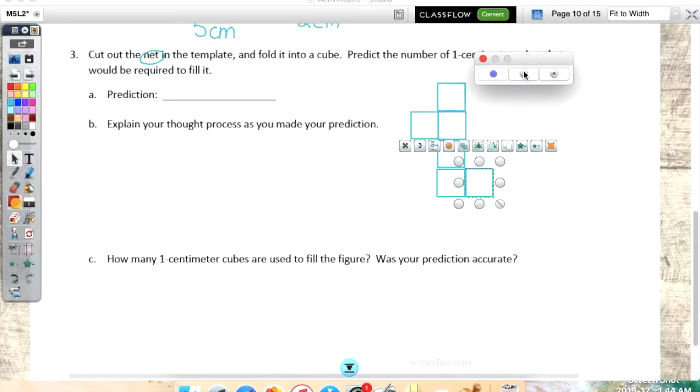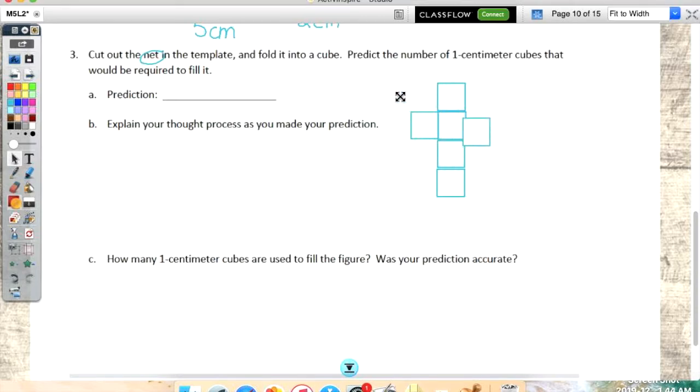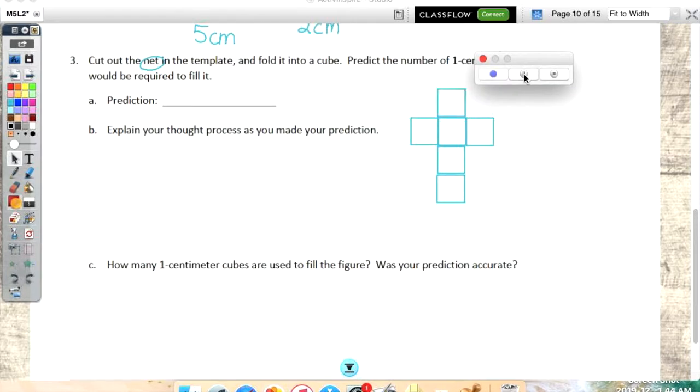Okay, now listen. Right now, boys and girls, what I want you to do is cut out your net and fold it up, and do it as quick as possible, please. Okay, now you've got it folded. Look and maybe fold the top back so you can see inside of it. I want you to make a prediction as to how many cubes it will take to fill it. And then I need a volunteer to raise their hand and give me their prediction.